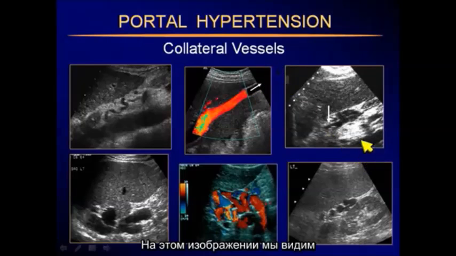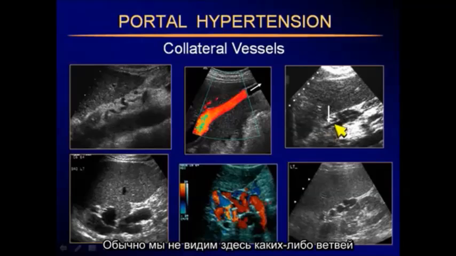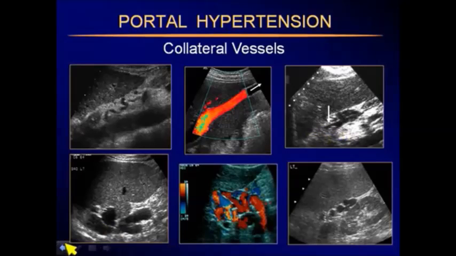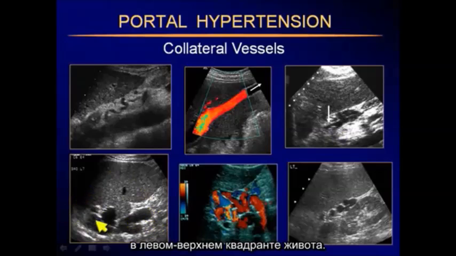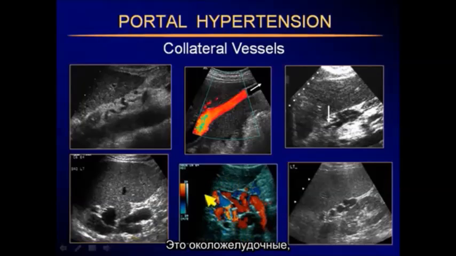In this image, we see the splenic vein, which is posterior to the body of the pancreas, and it seems to have a branch. We usually never see a branch there, but when we see such a branch, that's a perfect place for a coronary vein. Here's a spleen with large vessels around it, up in the left upper quadrant. Perhaps these are gastrosplenic collaterals. Here's perigastric or perisplenic kind of collaterals. Here's a large spleen with the left kidney, and there's a large tortuous vessel in between, a splenorenal shunt.